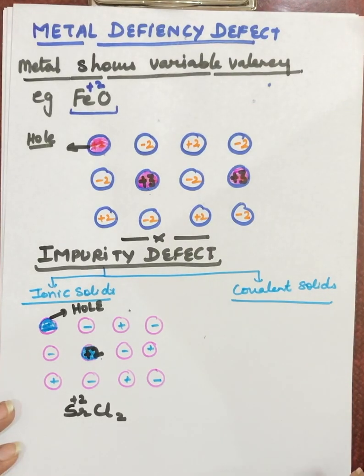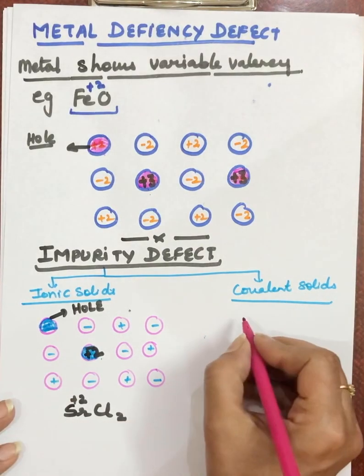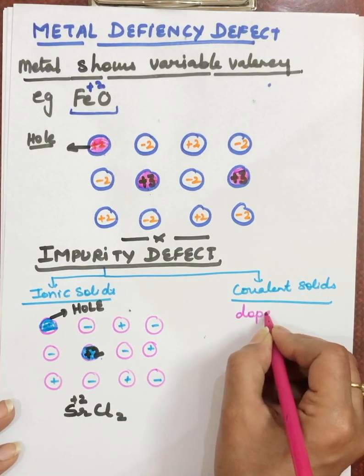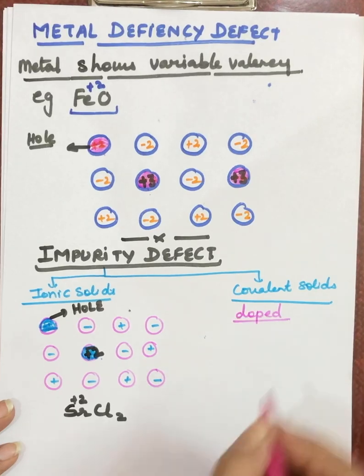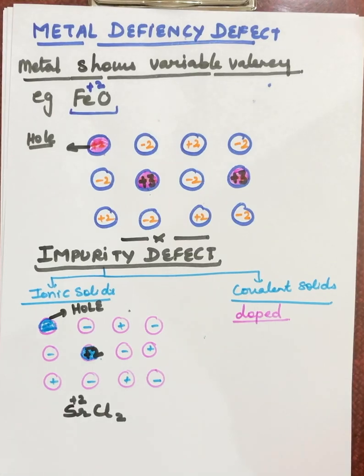Now moving on to the covalent solids. In covalent solids, the impurity is actually added. We dope an impurity. Impurities are doped in these covalent solids. Why are these doped? To change the insulators to semiconductors. If we want to form semiconductors, then we dope this type of impurity in the covalent solids.